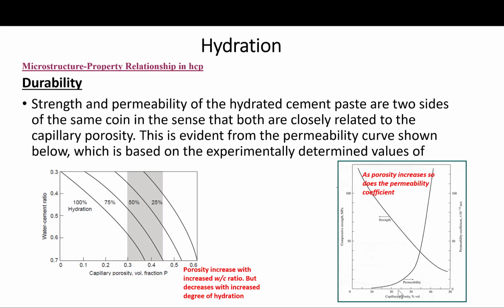Again, back to these curves I've shown earlier. Strength and permeability of the hydrated cement paste are two sides of the same coin, in the sense that both are closely related to the capillary porosity. Just keep mentioning this term, the capillary porosity. You have to go back to that schematic and look at the type of pores and how they contribute to the properties of the concrete. They're related to the capillary porosity or the solid space ratio. This is evident from the permeability curve shown here.